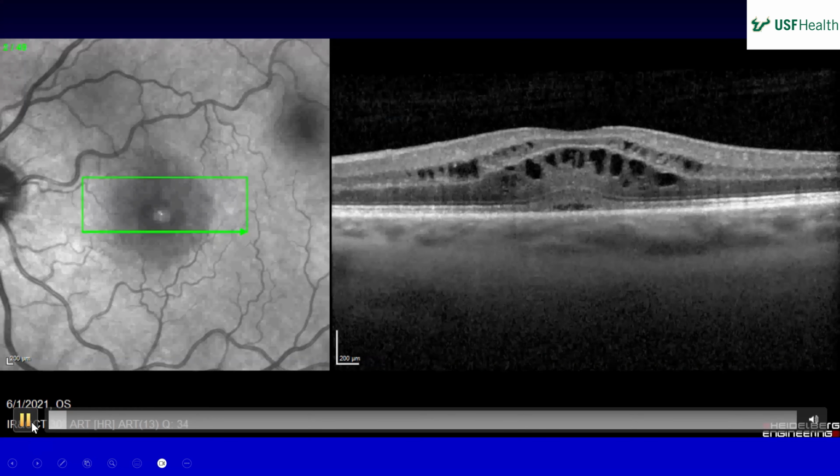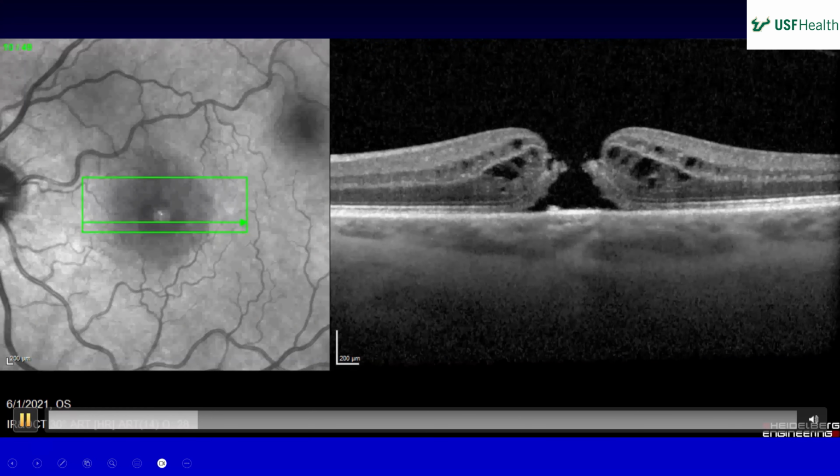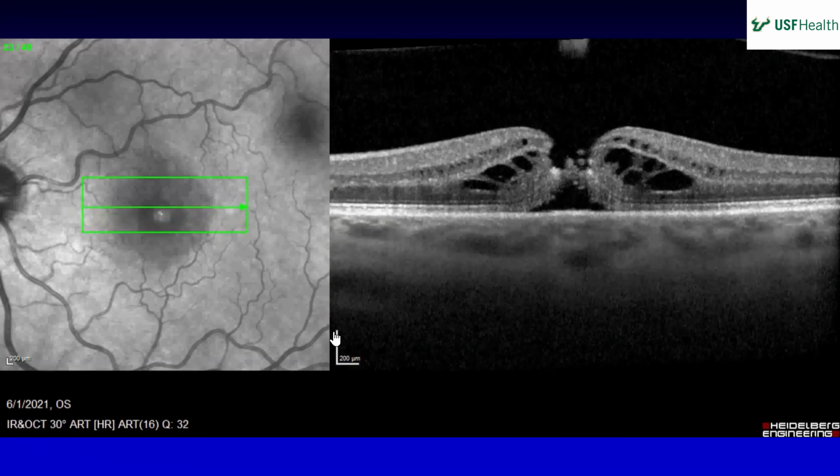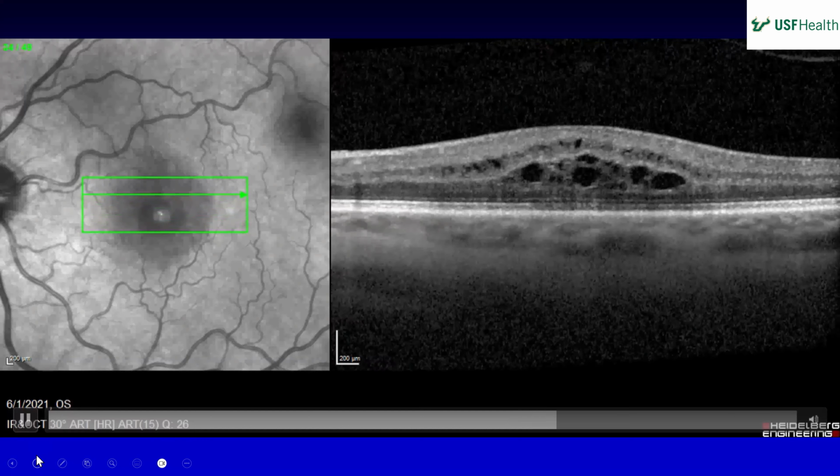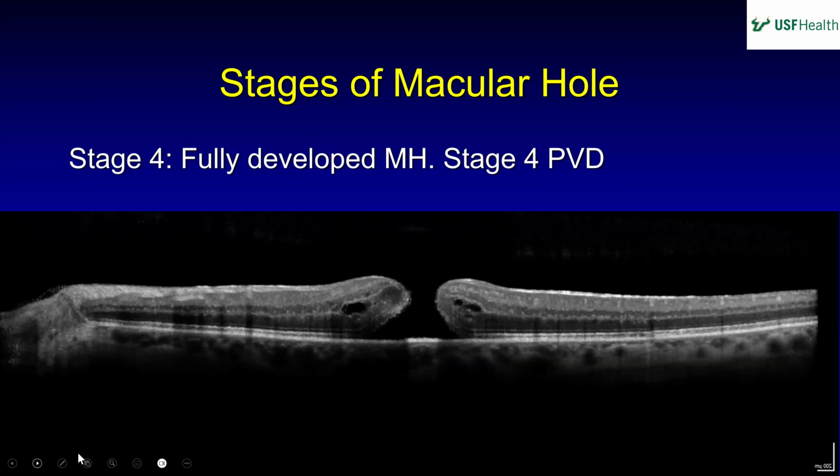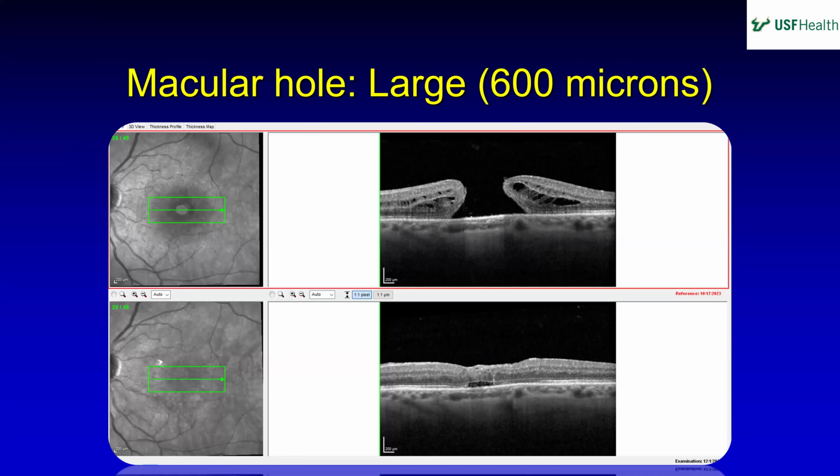And this is another detailed scan of a stage 3 macular hole, and they get drusen in them. And then this is a fully developed macular hole, with a PVD. It's a little weird. You can have a small macular hole in a PVD and it's still a stage 4 by this staging. Well, it's fine, it's not a perfect staging.